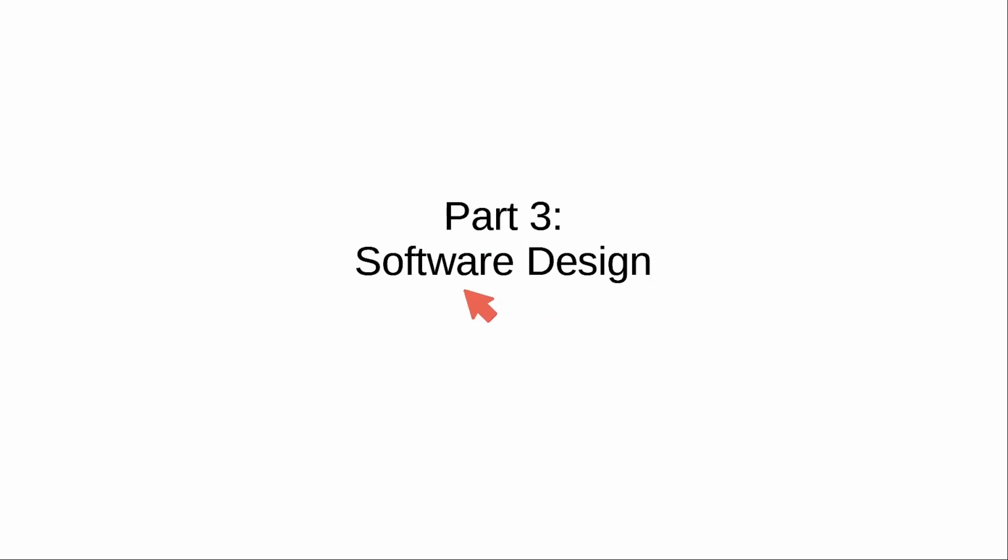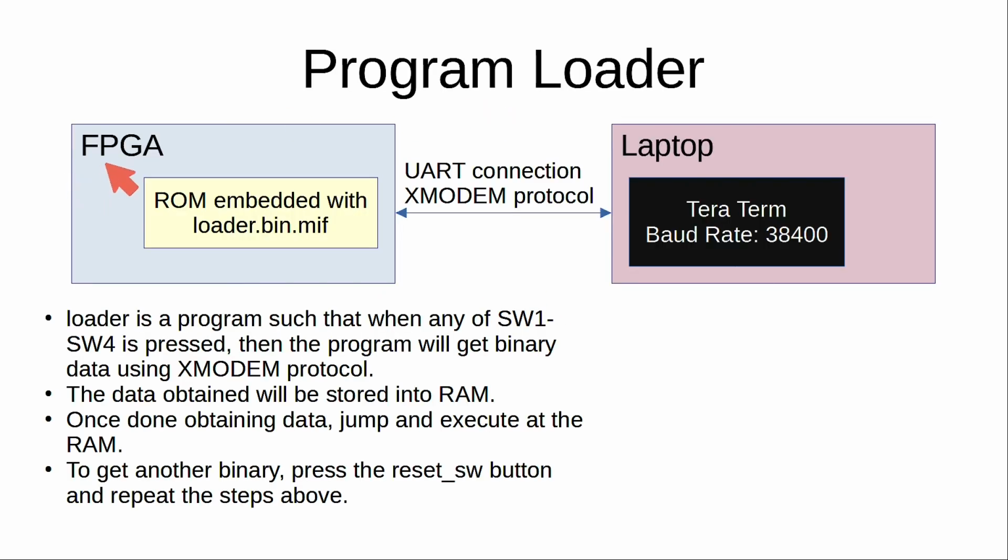Now let's discuss part 3, the final part, which is the software design. Inside the FPGA, there is a program embedded in the ROM, and the program is a loader. The loader is a program such that when we press any of switch 1 to switch 4, the program will start to get the binary data from the laptop terminal using the XMODEM protocol. The data obtained will be stored into the RAM, and once we are done obtaining all the binary data, the program will jump and execute at the RAM address.